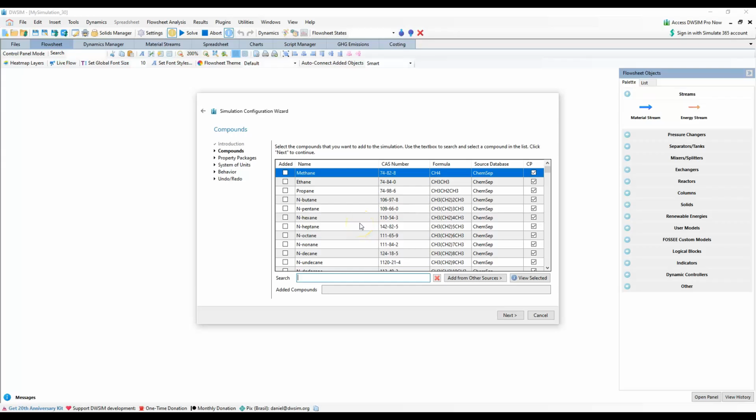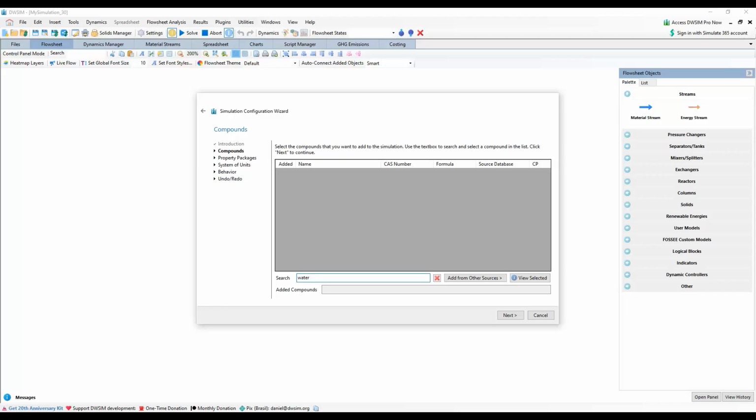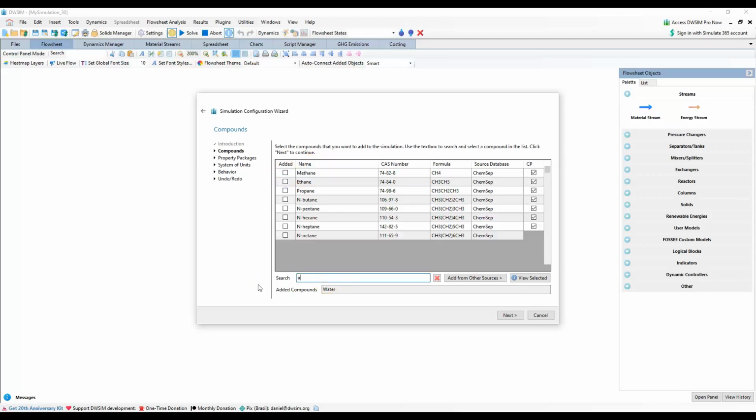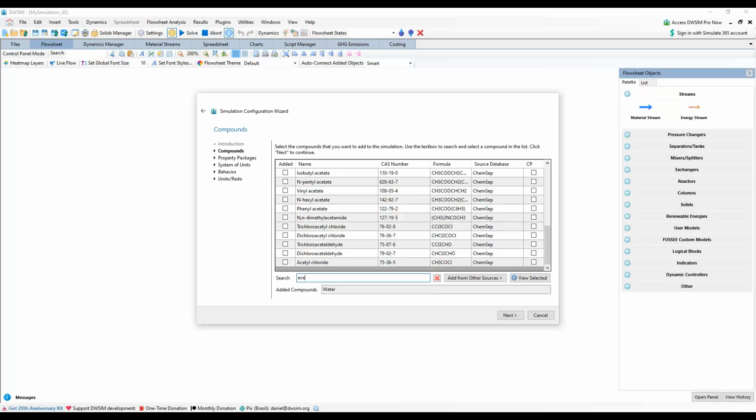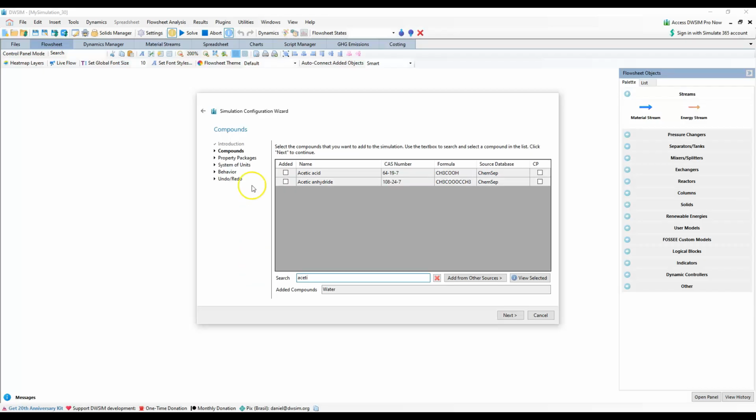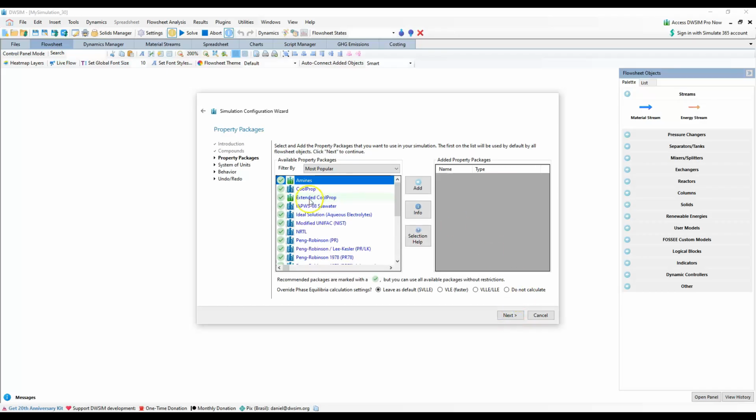Here our component is water as a reactant, then I have added that, and then acetic anhydride and acetic acid. So here I have added acetic acid and acetic anhydride. Then I don't have to do anything else, so I am clicking next. Then here I have to select the NRTL thermodynamic model, meaning property packages. So here I am adding that. Okay, then I am clicking next.